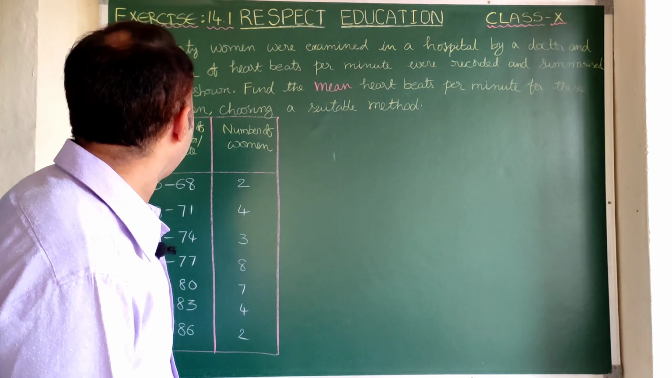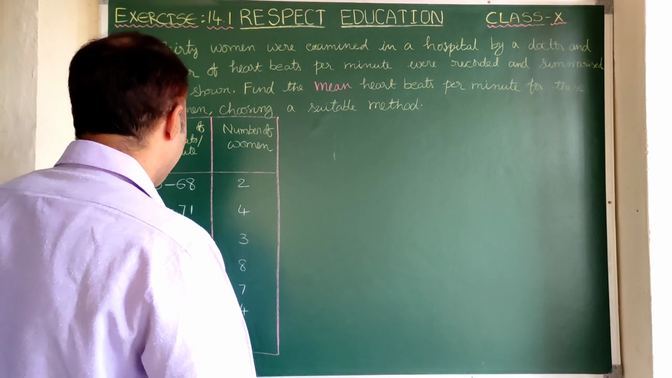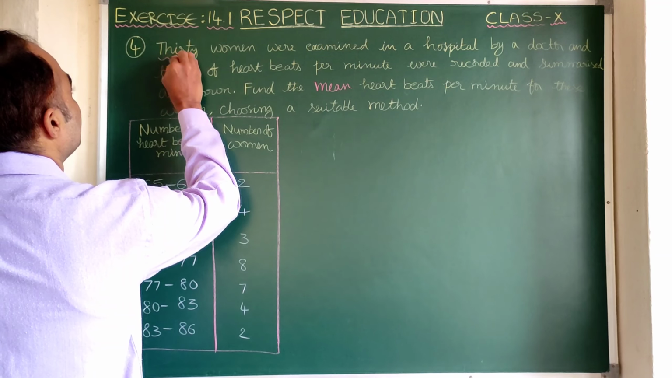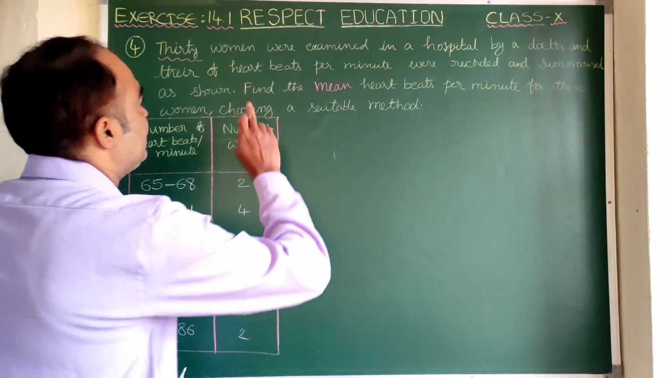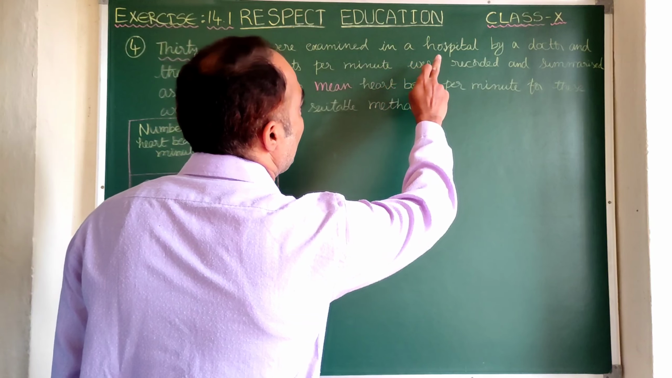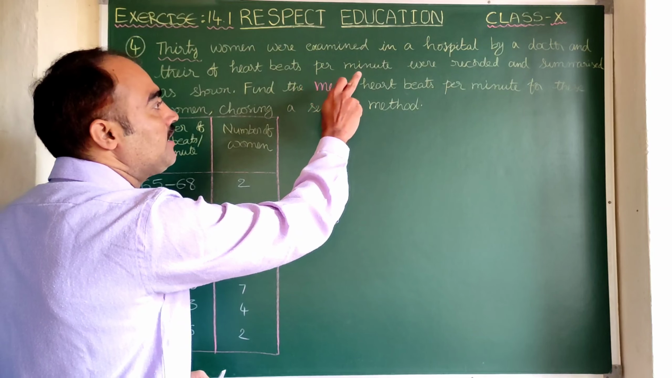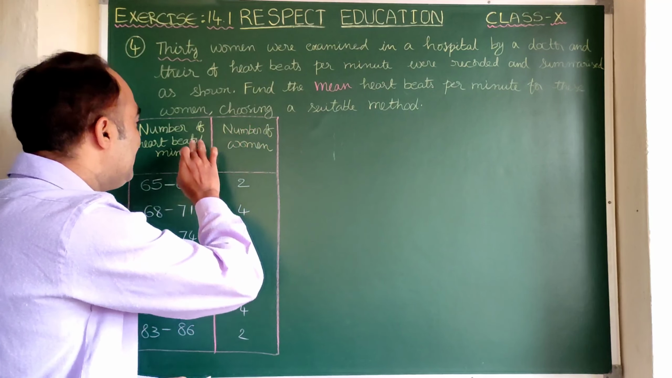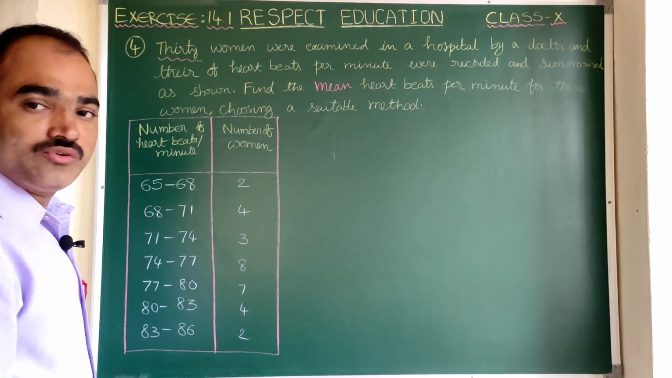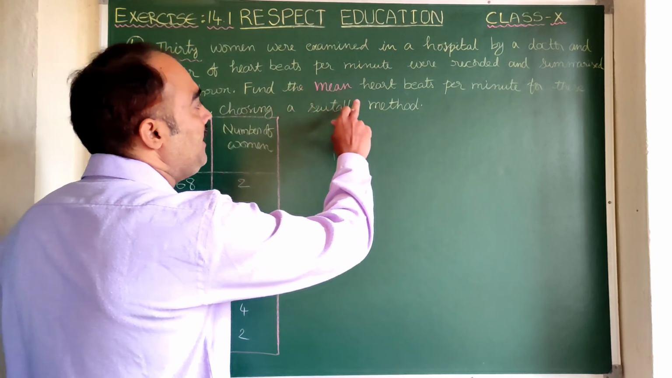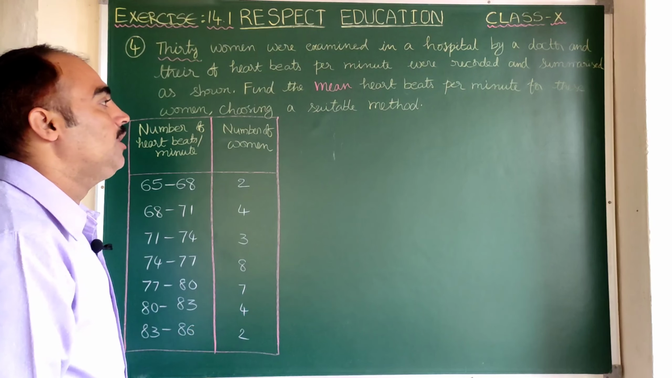Now we see problem number 4. 30 women were examined. Here you note down this value: 30 women means the sum of the frequency should be 30. 30 women were examined in a hospital by a doctor and their heartbeats per minute were recorded and summarized as shown. Now the question is to find the mean heartbeats per minute for these women, choosing a suitable method.